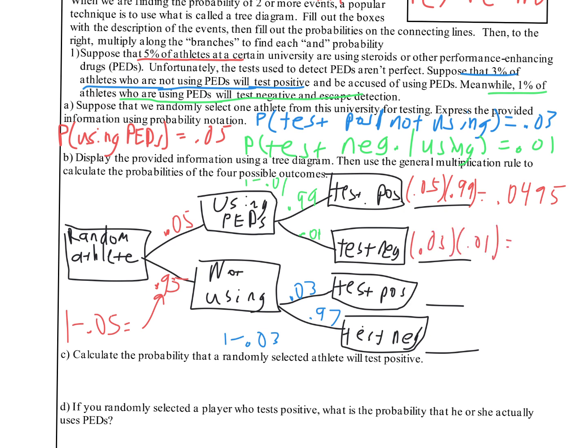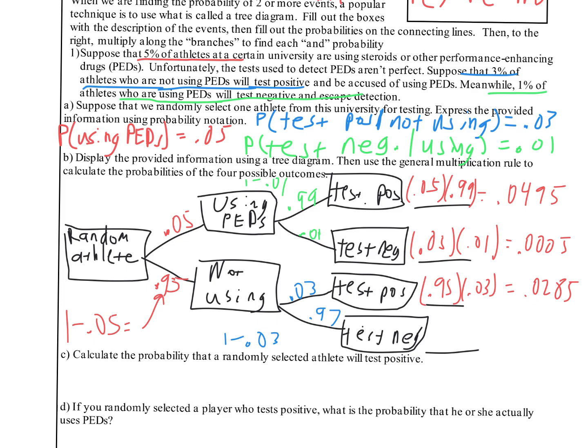So this is probably the least popular out of the four, that you're using PEDs but testing negative. So that's going to be 0.0005. And then the probability that you are not using PEDs and you test positive, that would be 0.95 times 0.03, probably pretty low here. It is 0.0285.